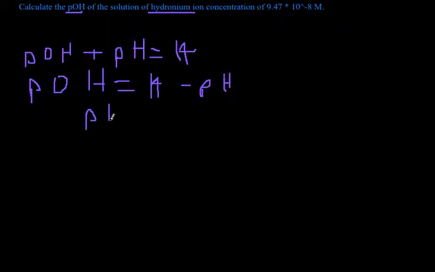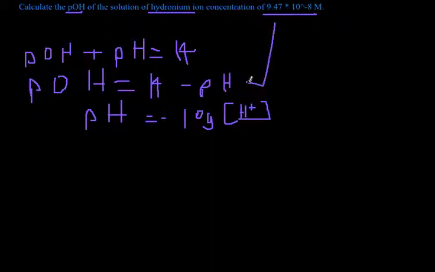So remember, the pH formula is negative log of the hydronium concentration, H plus. Now what you've got to do is substitute this in, and on your calculator, you will get the answer of 7.024. Now, what does this tell us? The pH is greater than 7, so that means that this is a basic solution.